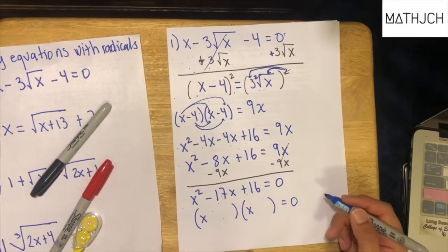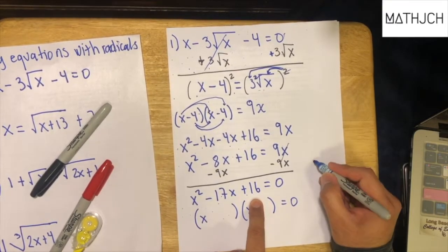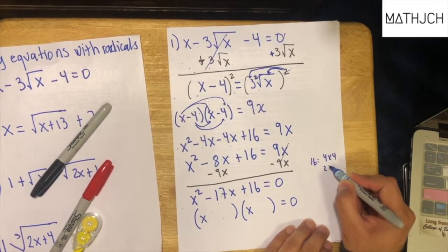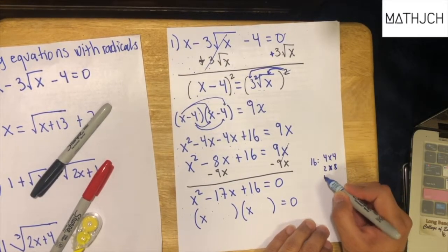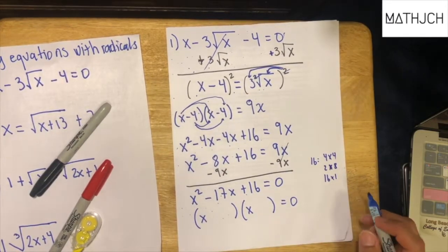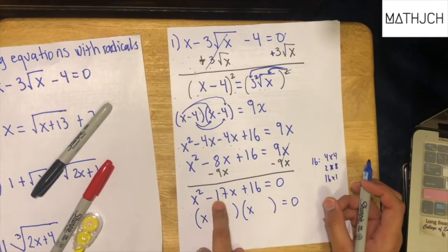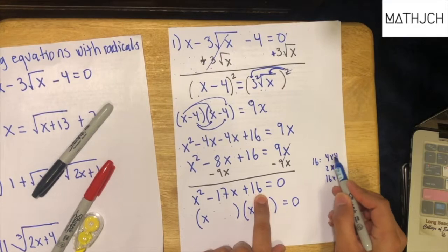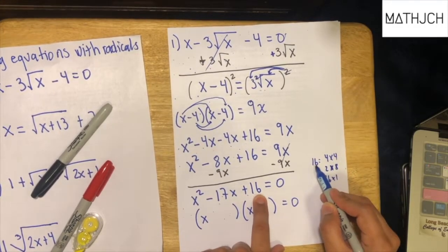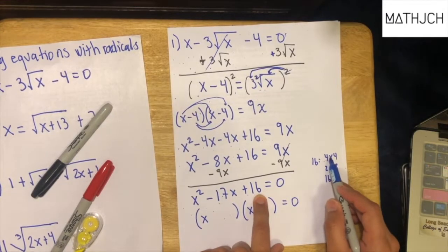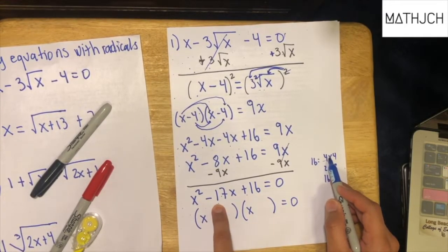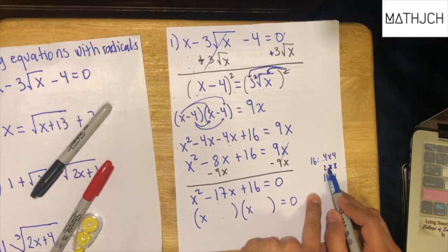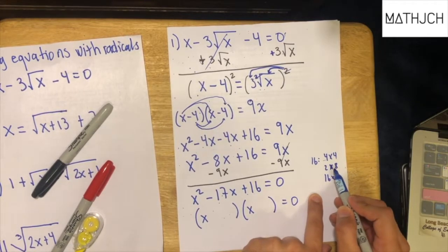So, as you might know already, for 16, we have different types of factors, right? We could do 4 times 4, we could do 2 times 8, we also could do 16 times 1. Notice, we need negative 17, right? That means, and 16 is positive, so both numbers have to be negative. Negative 4 times negative 4 gives you positive 16, but when we combine them, it does not give us negative 17. Let's go to the next one, 2 times 8. If we add them, both negative numbers, we're gonna get negative 10.